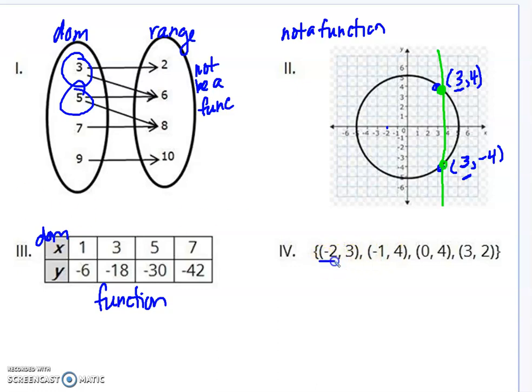Then last up here, let's look at all of our x values. Again, none of our x values repeat, so no elements from the domain repeat. So there is no way that it could not be a function.